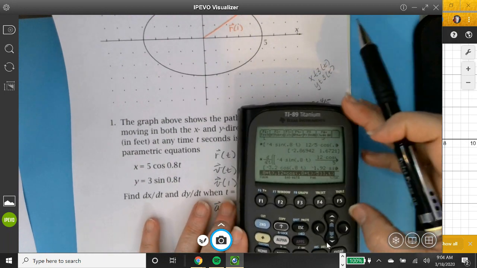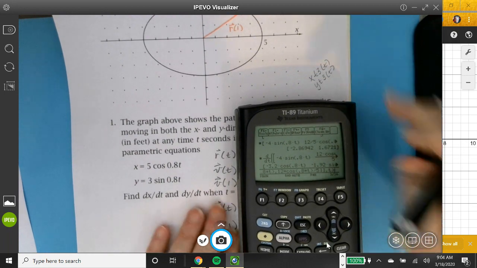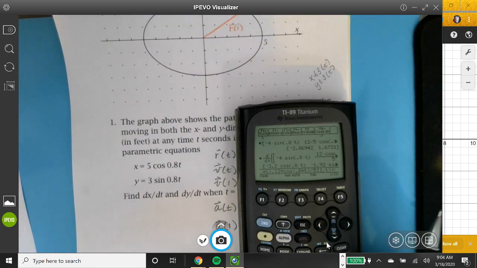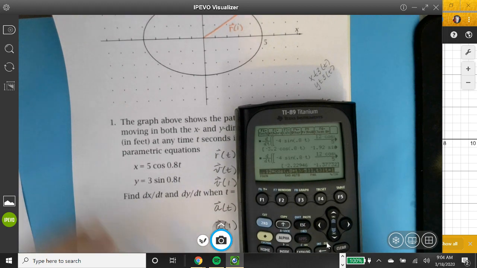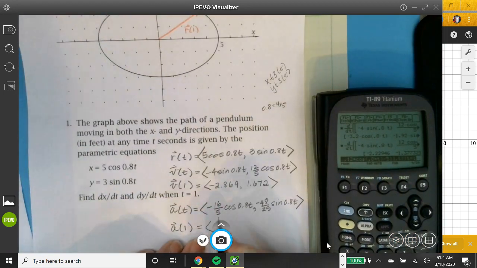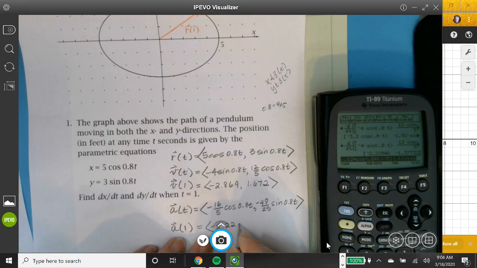Okay, but I want the acceleration vector evaluated at 1. So we're going to go such that at the very end, t equals 1. And we're going to get a number. Did everybody see that? What's that number? It's negative 2.229 and negative 1.377.